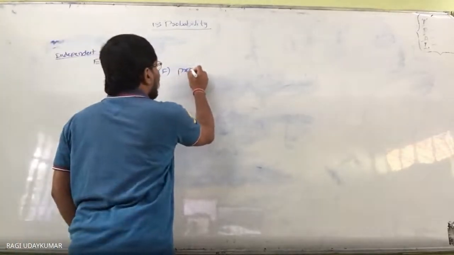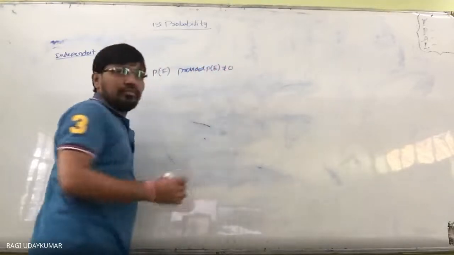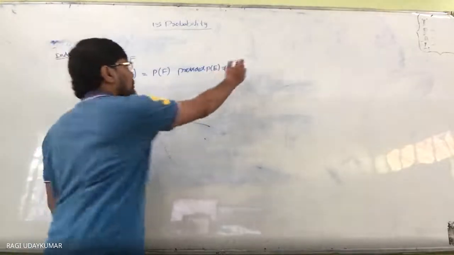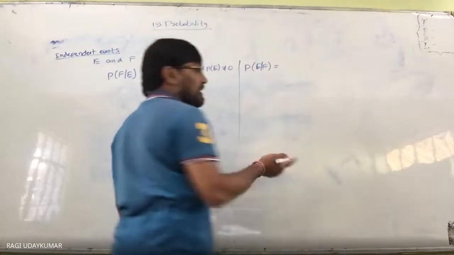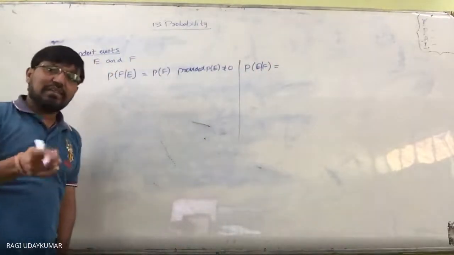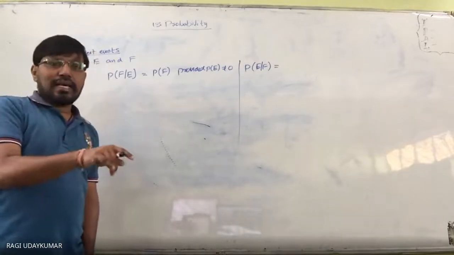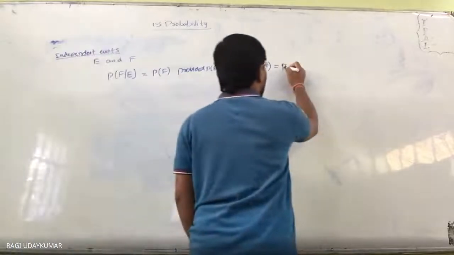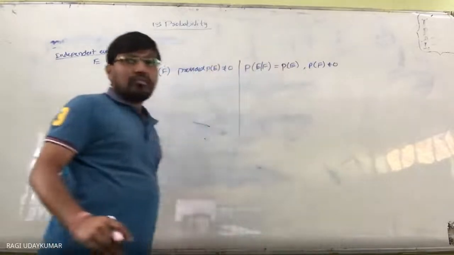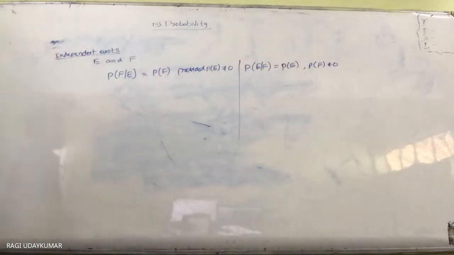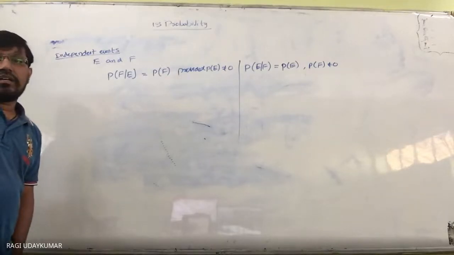This is provided that the probability of E is not equal to 0, and the probability of E given F, where F has already occurred and E is occurring, is such that the occurring of F is not affecting E, and the probability of F is not equal to 0. So whenever these two are satisfied, we can say that the events E and F are independent.